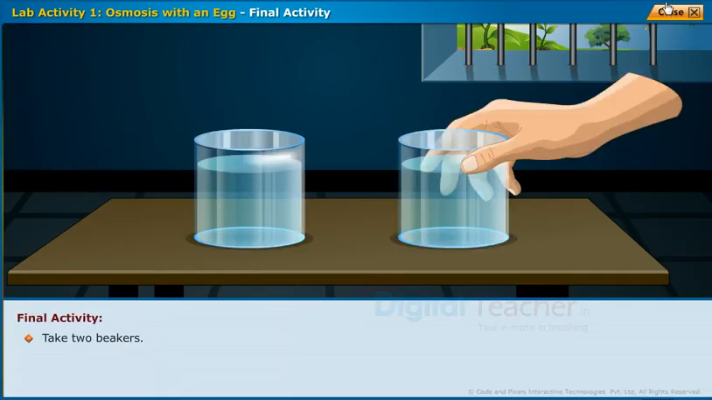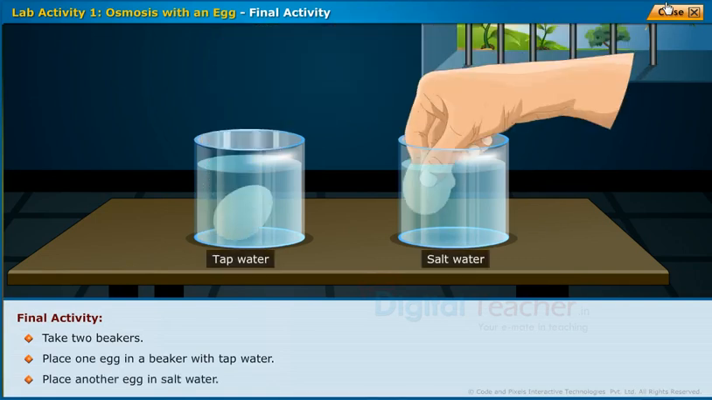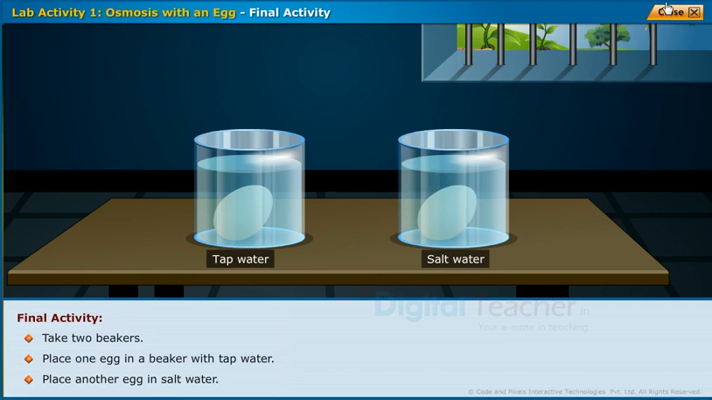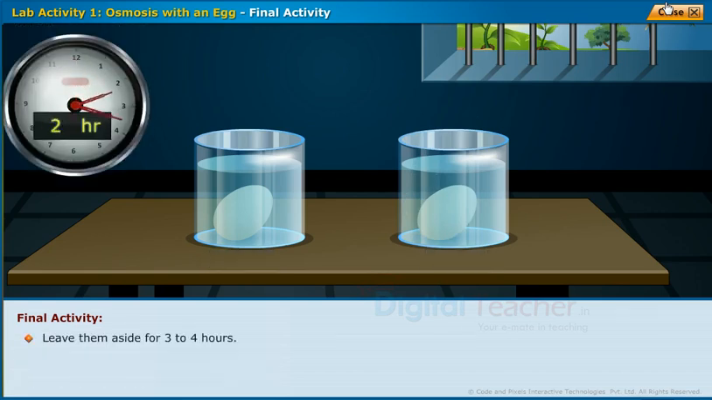Take 2 beakers. Place 1 egg in a beaker with tap water. Place another egg in salt water. Leave them aside for 3 to 4 hours.